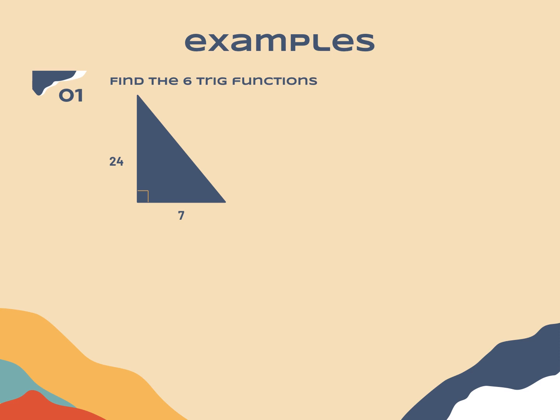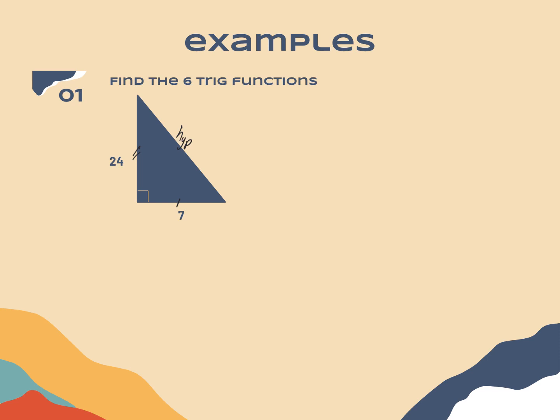So if I give you a problem like this, notice it's a random triangle, it's not in a quadrant. We have two legs in this triangle. One leg is 7 and one leg is 24. And what we're missing here, obviously, is the hypotenuse. Now, it asks you to find the six trig functions. However, it doesn't tell you of which angle, and the angle matters.